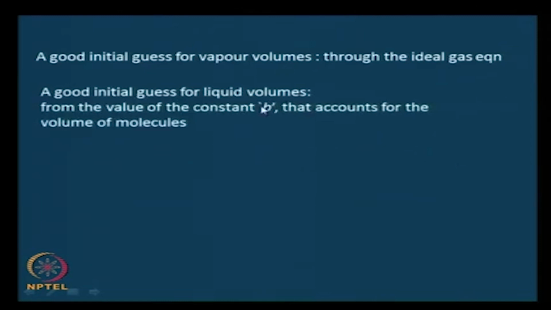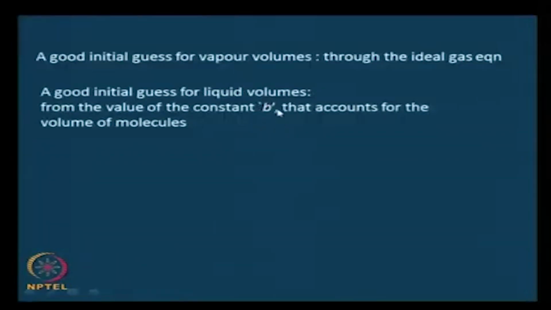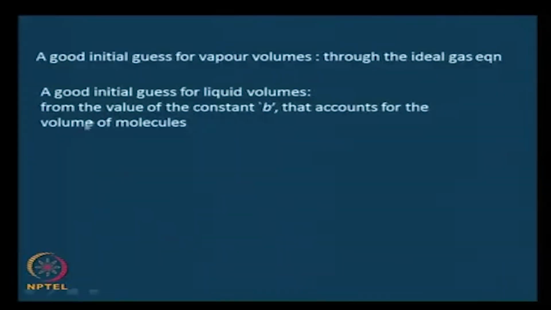A good initial guess for the liquid volumes is from the constant B, because remember that V minus B term either in the van der Waals equation or in the Redlich-Kwong equation of state. That gives you an idea that B represents the volume that is occupied by the molecules. When it is a gas, the molecules are farther apart, and therefore the fraction of volume that is occupied by the molecules is less, whereas in a liquid they are all close together, and this value of B could be the first guess that one could make when one is looking at liquid volumes.